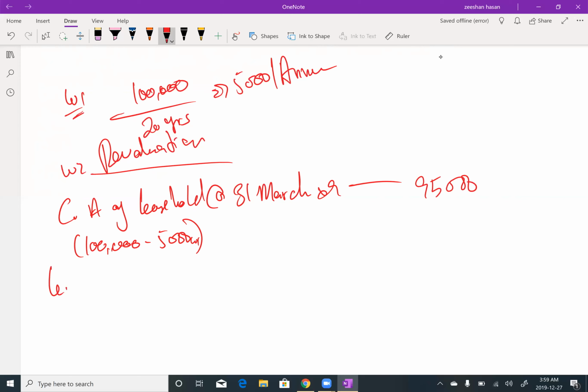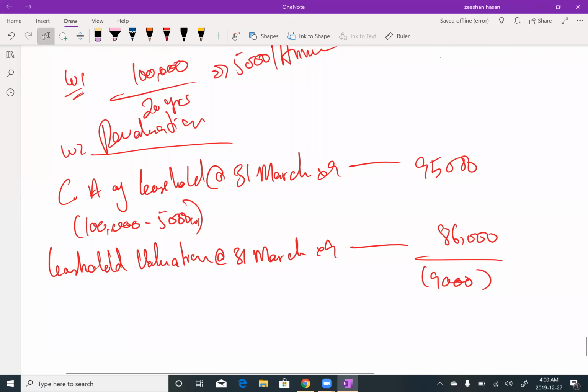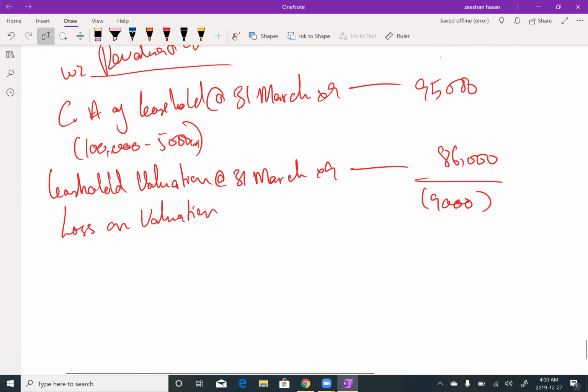But leasehold valuation at 31st March X9 is 86,000. So my valuation loss is 9,000, right? So loss on valuation is 9,000.